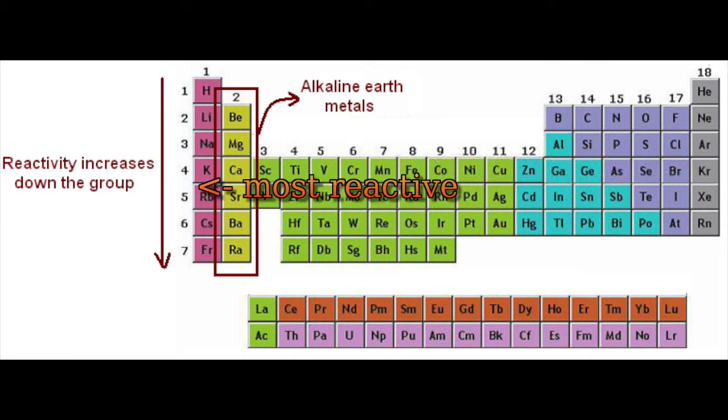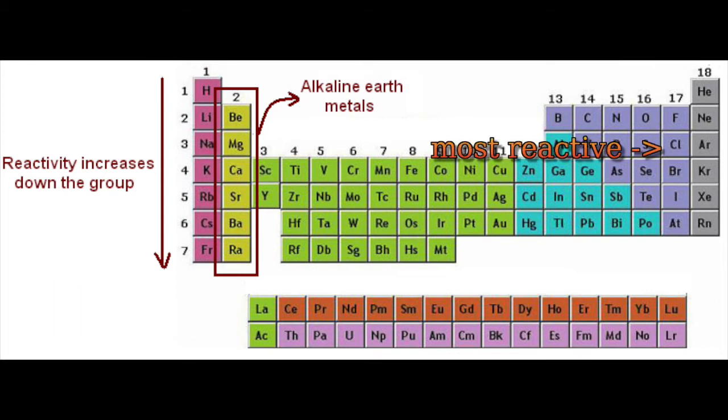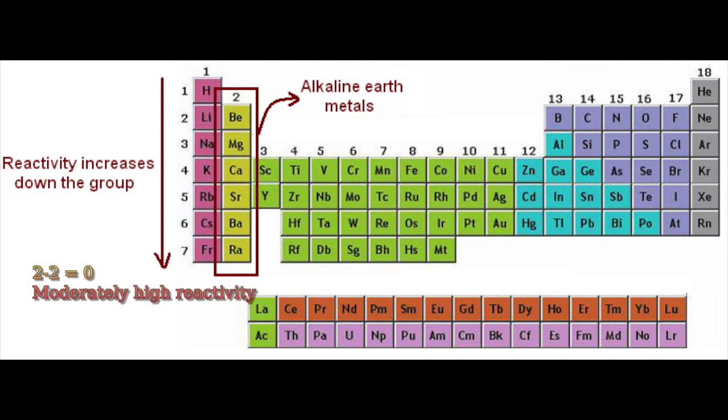The 2 most reactive families are the alkali metals, because they only need to lose 1 electron to have an empty shell, and the halogens, because they only need to gain 1 electron to have a full shell. A full valence shell has 8 electrons. Because calcium and the rest of the alkaline earth metals have 2 valence electrons, they have a moderate to high reactivity.